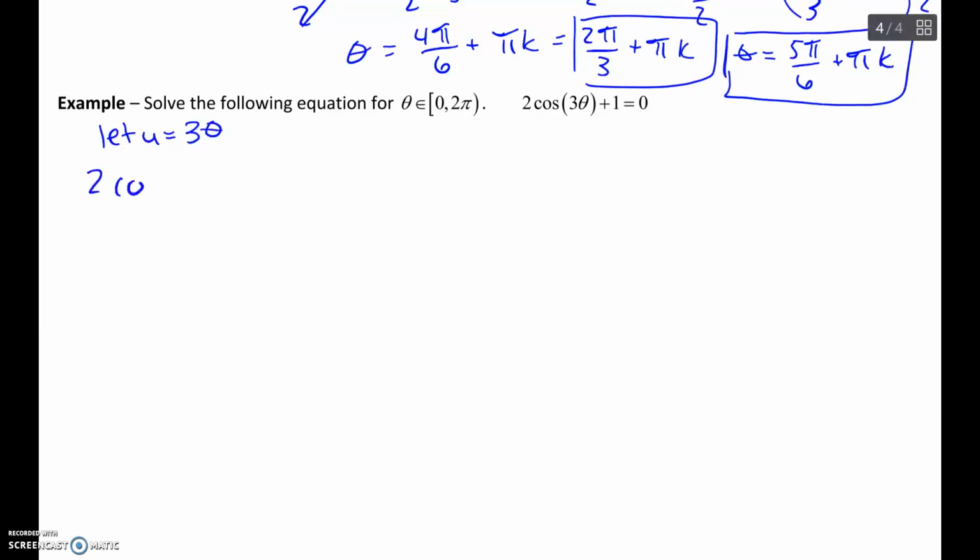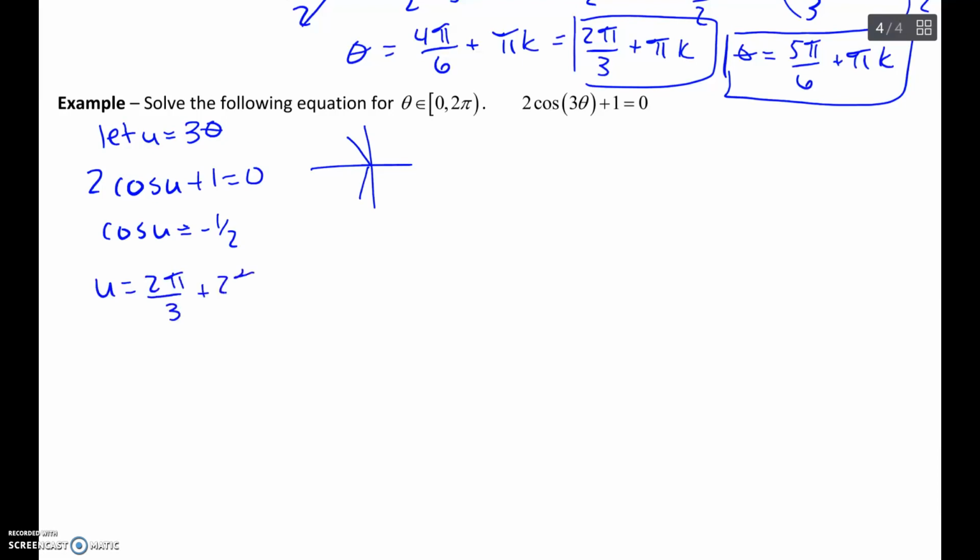You have 2 cosine u plus 1 equals 0. So cosine u equals negative 1/2. Your cosine is negative 1/2, so let's look at this at 2 pi over 3 and 4 pi over 3. So u equals 2 pi over 3 plus 2 pi k and 4 pi over 3 plus 2 pi k. Now, I know that it has a domain restriction of 0 to 2 pi, but because I have this triple angle right here, I have to go ahead and add the 2 pi k.